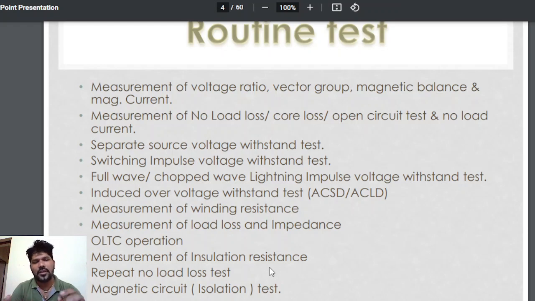Routine tests are the common tests. Before dispatching the transformer from the manufacturing unit, before commissioning, or before we start the erection activities at the site, we will do these routine tests. Here: measurement of voltage ratio, vector group, magnetic balance and magnetising current. Measurement of no load loss, core loss, open circuit test, no load test. Separate source voltage withstand test, switching impulse voltage withstand test, full wave, chopped wave, lightning impulse voltage withstand test, induced over voltage withstand test, measurement of winding resistance, measurement of load loss and impedance, OLTC operation, measurement of insulation resistance, repeat no load loss test, magnetic circuit isolation test. So friends, we'll go into detail about all these routine tests.